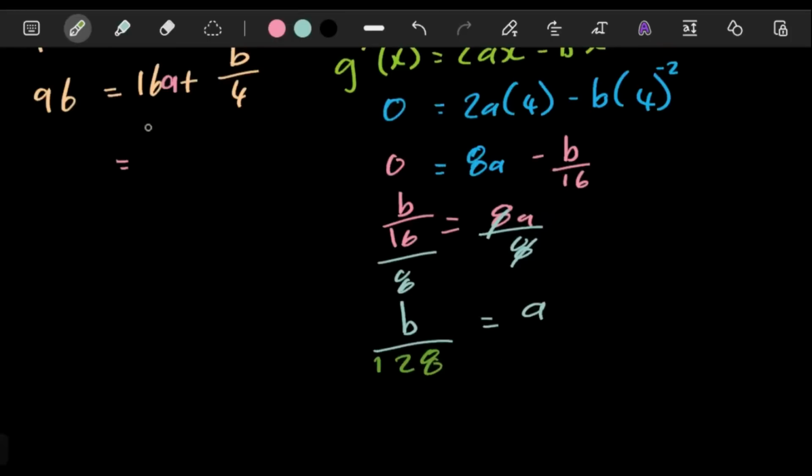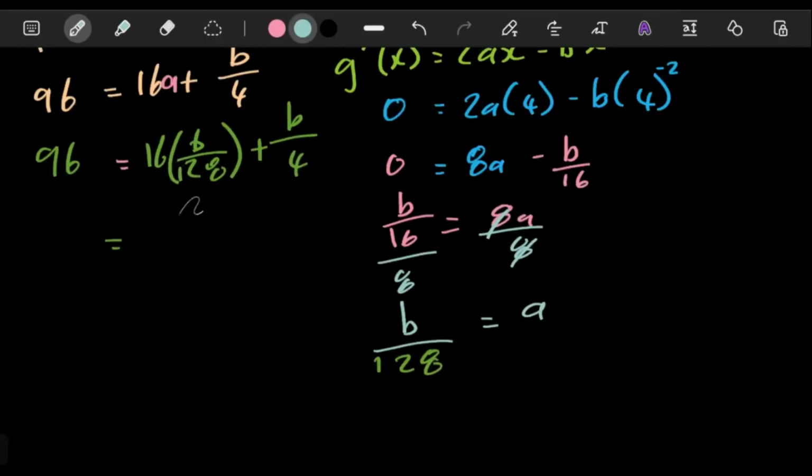So this is what we know a is. We can now put it in this equation. So b over 128, and then we have b over 4. This got 96. So this is 16 over 128. 16 divided by 128, we know that that's just, what? I think it goes in 8 times. So this is b over 8, and then b over 4.